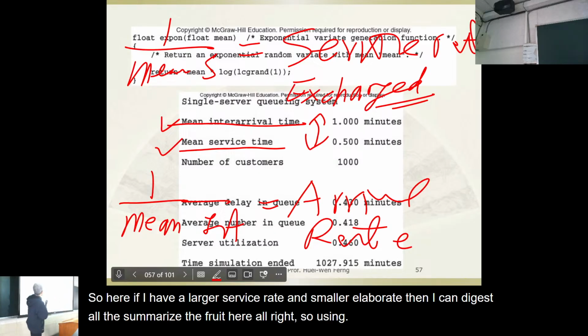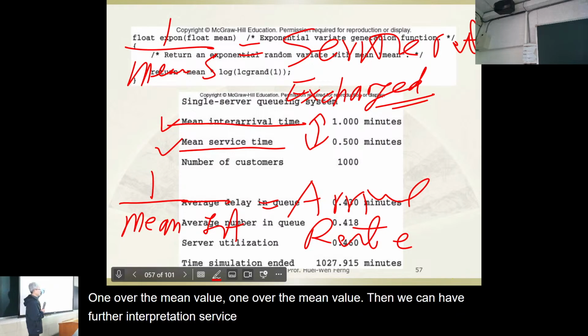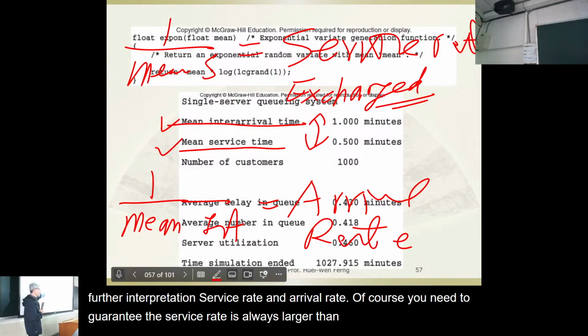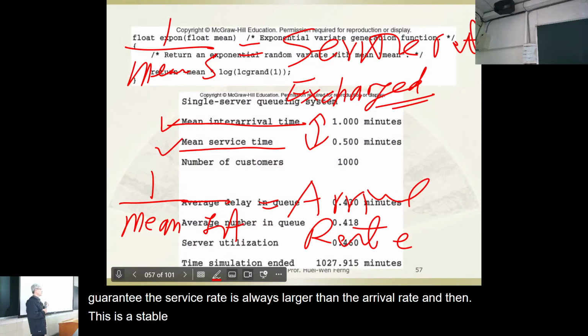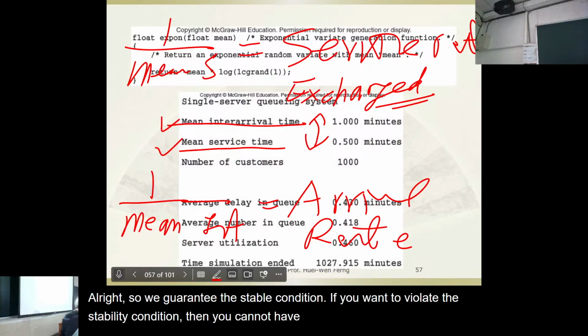Using 1 over the mean value, we can have the interpretation: service rate and arrival rate. Of course, you need to guarantee the service rate is always larger than the arrival rate. And then this is a stable condition. All right, so we guarantee the stable condition. If you violate the stability condition, then you cannot have a stable result.